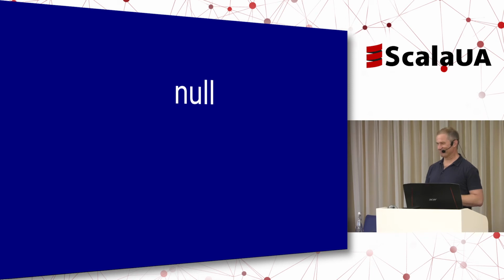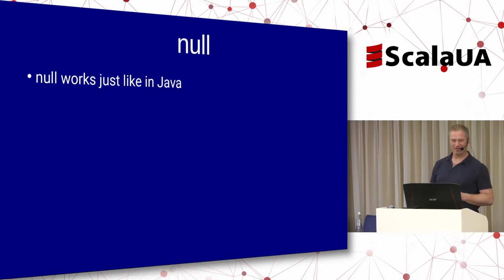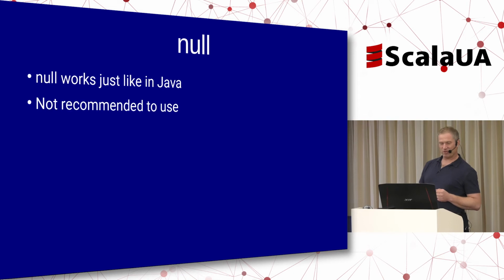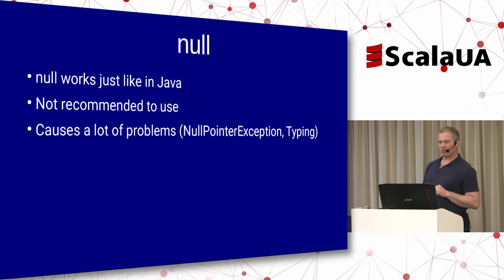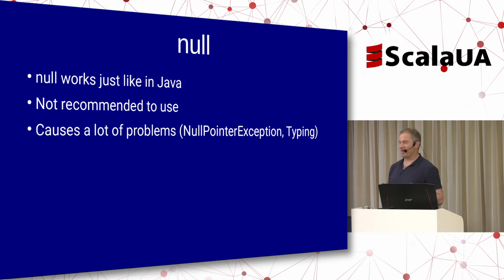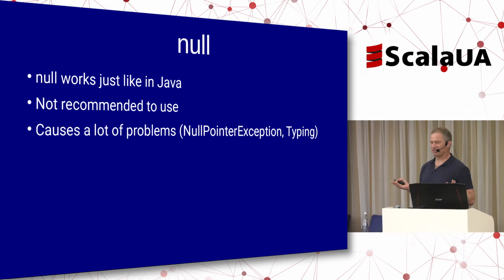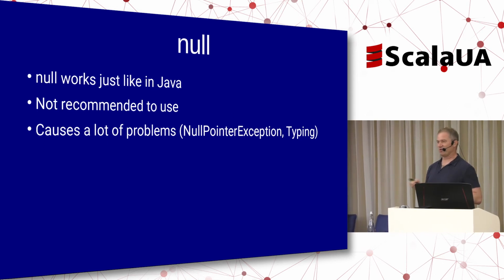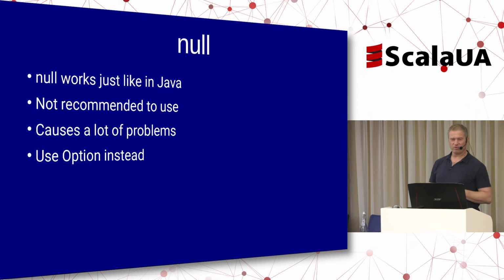Next one, null. Yeah, we can just use null. But it's bad, maybe. It's just like Java, of course, and we can just use it. But yeah, why is it not recommended? It caused a lot of problems. The most serious problem is that we get this null pointer exception. It's just that we forget one place, and then we get a null pointer exception anyway. And it's kind of breaking the idea of the type system. So yeah, we don't need it.